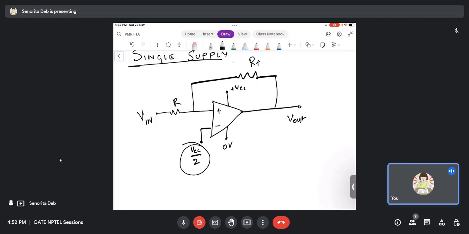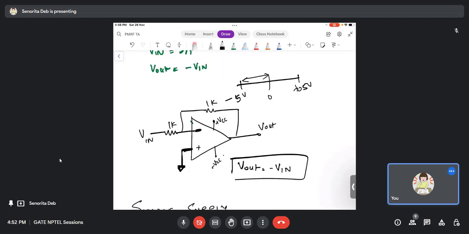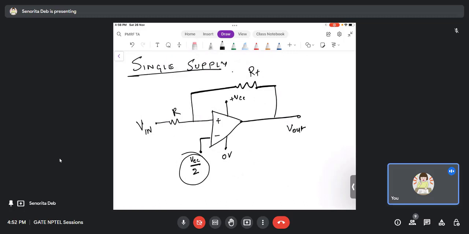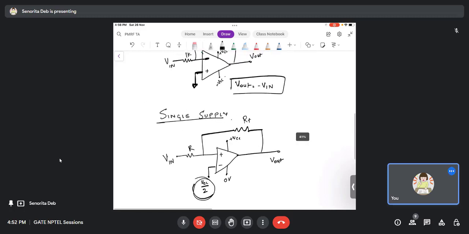If you want the exact inverting behavior to come, then you need to use a dual supply op-amp. Or you can use a single supply op-amp and then level shift the entire thing by VCC by 2. The concept of ground is always with respect to something. Right now my ground is nothing but VCC by 2. It is not 0 volts, it is some other voltage. So please remember this concept.